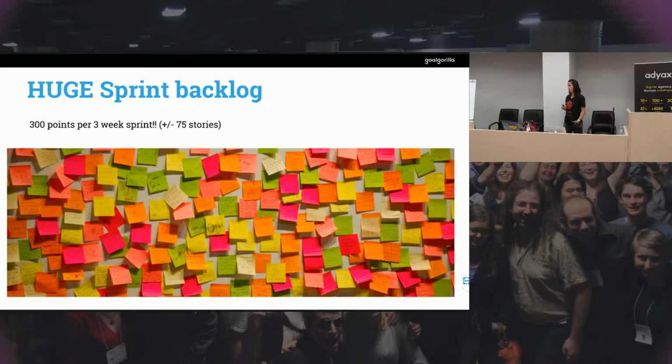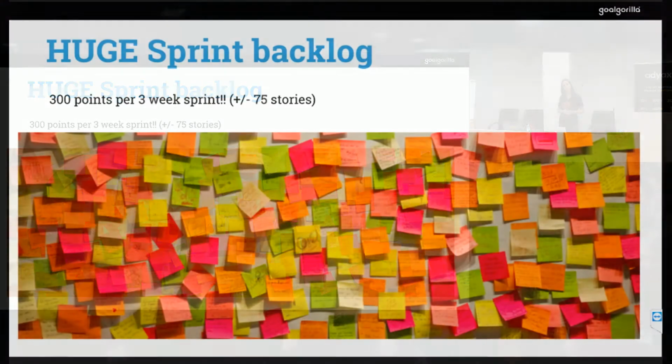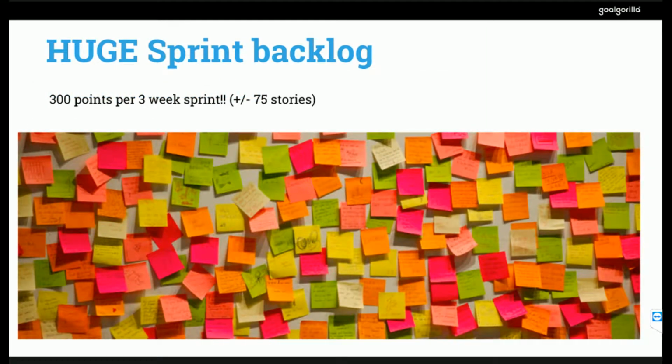Because you have a sprint backlog of 75 issues, the goal of a sprint is that you have to know all the sprint issues, and every person in the sprint has to know them. But you can imagine with 75 stories in a sprint, it's kind of hard to know every single detail in one sprint.